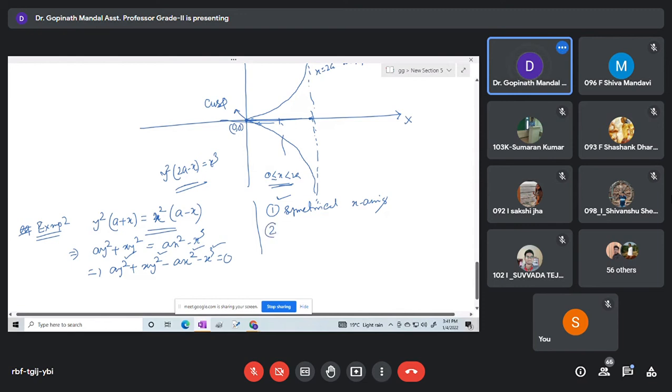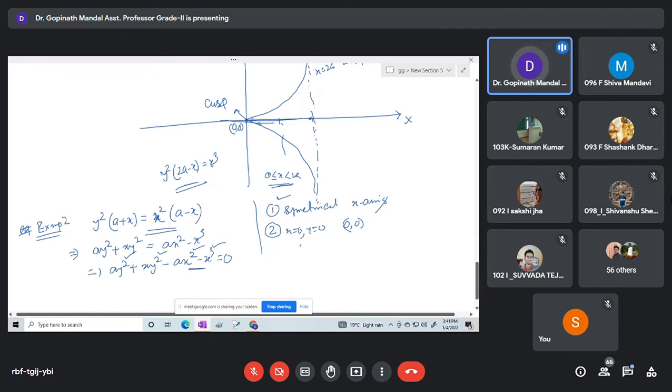The second one is to find whether it passes through the origin or not. If you put x equal to 0, we get y equal to 0. So it passes through the origin 0, 0.